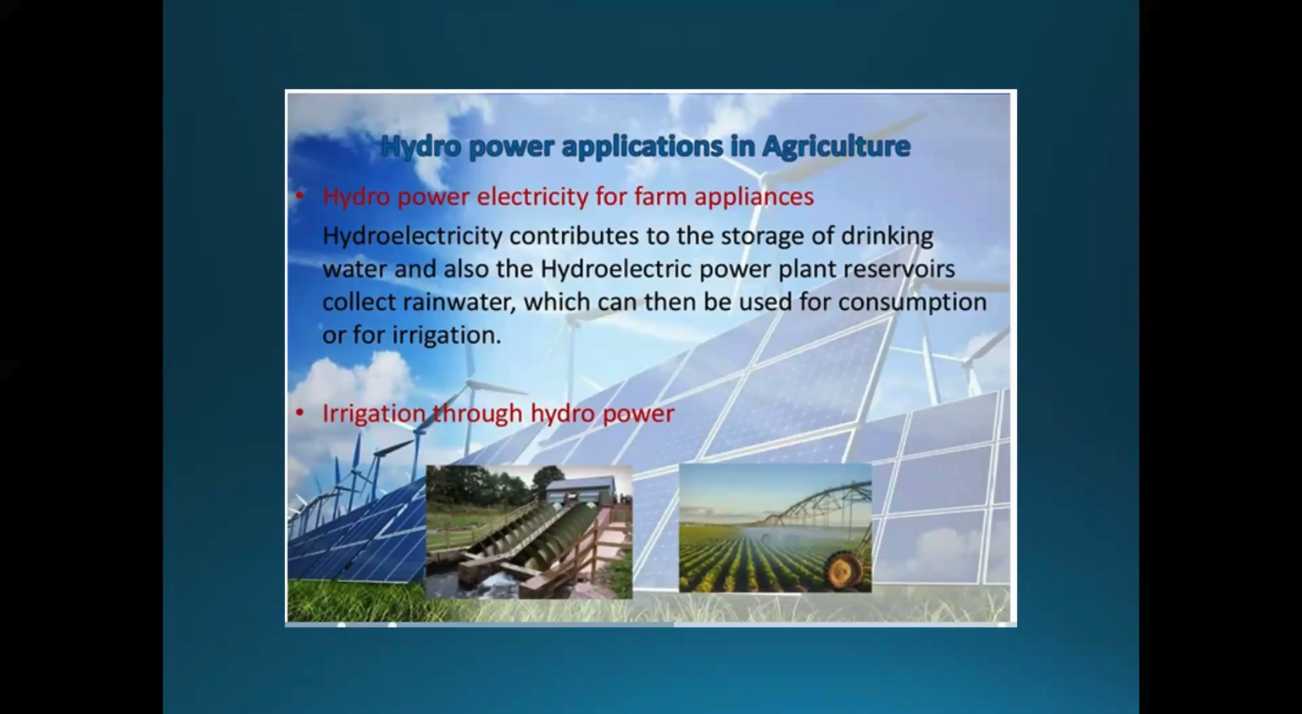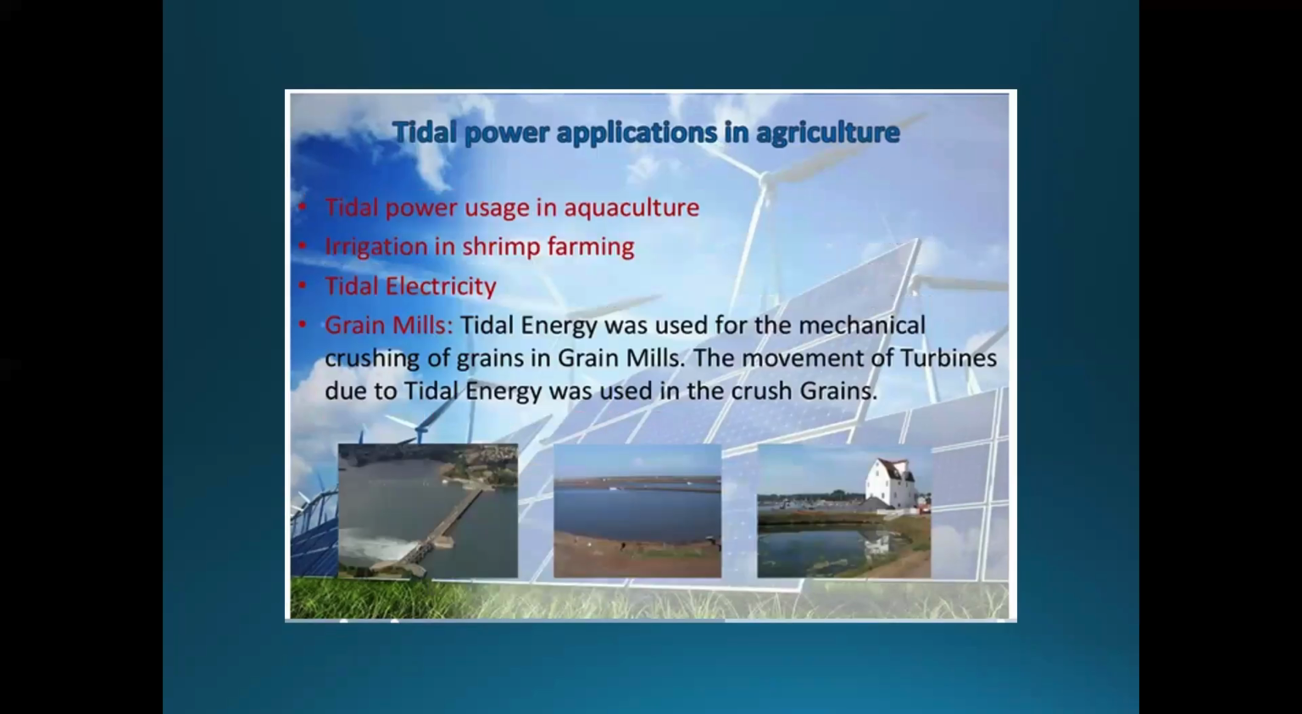So mostly dams, if you are seeing, they store the water. So storage of drinking water and also electrical power can be generated. Power plant reservoirs collect the rainwater which can then be used for consumption or for irrigation, and that means irrigation also can happen by means of this particular electricity that gets generated out of the water. So irrigation through hydropower is also one of the applications.